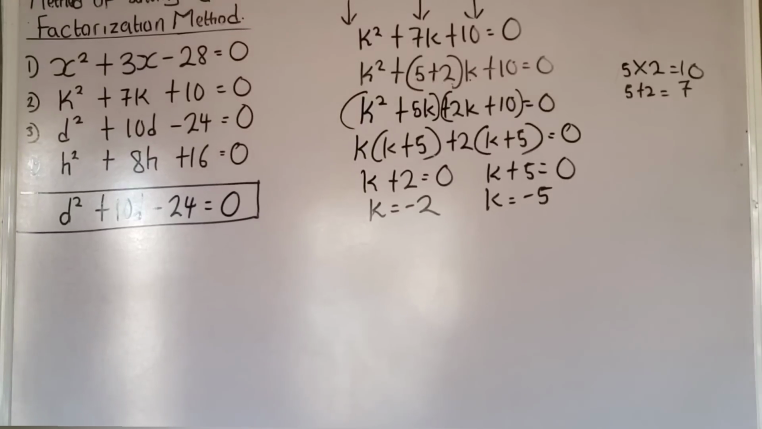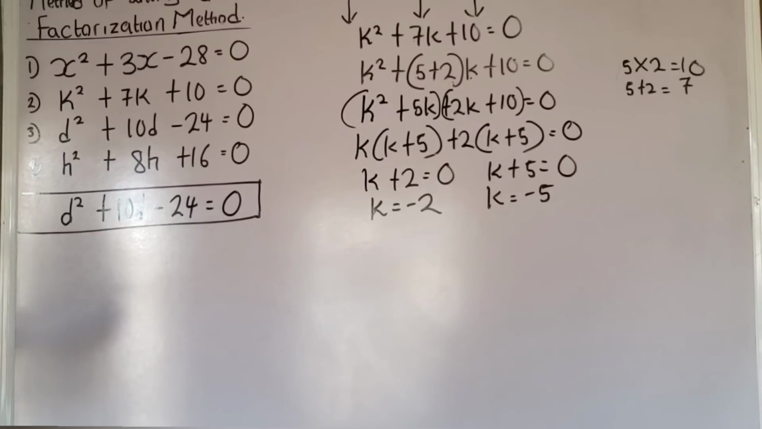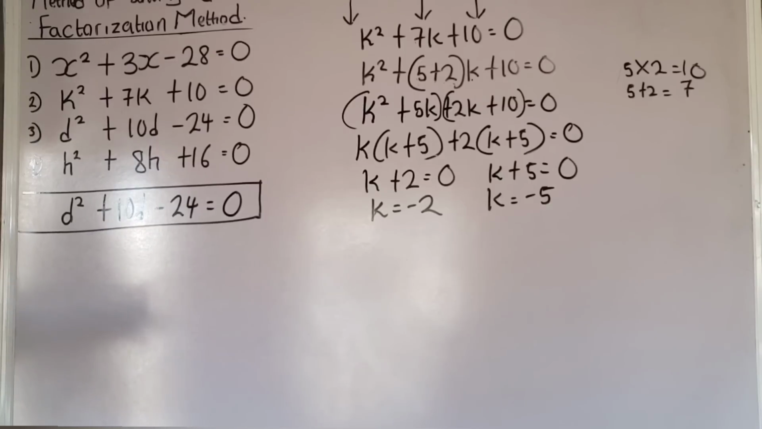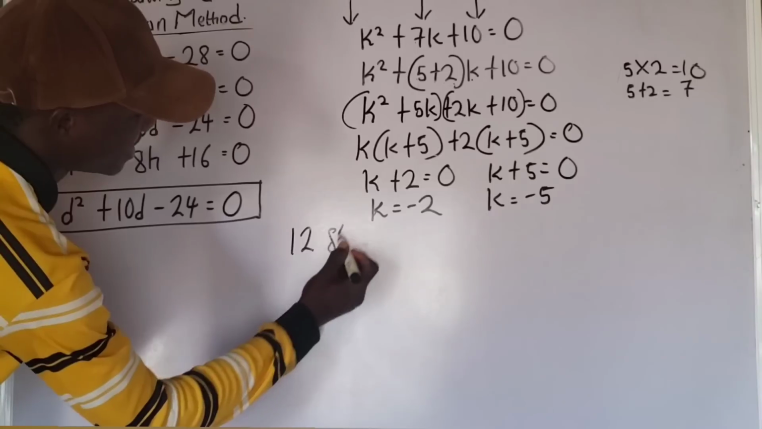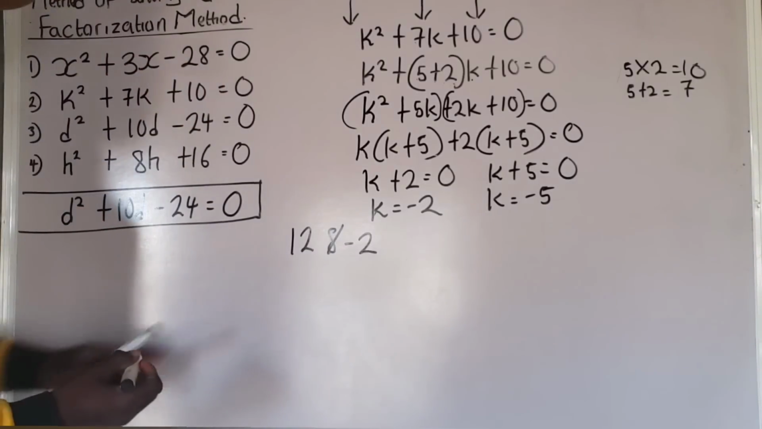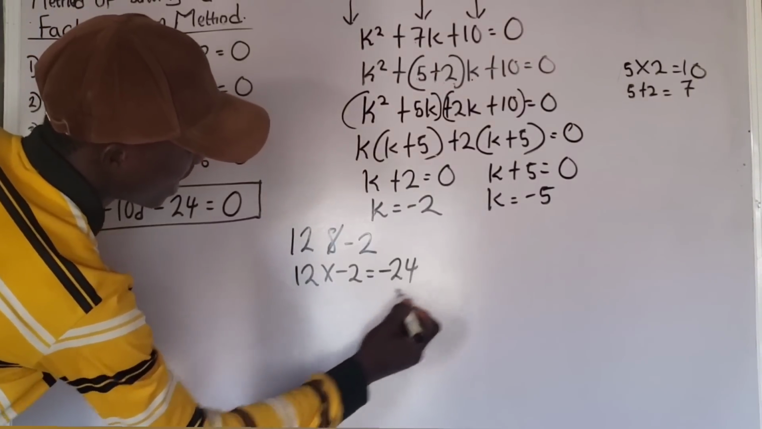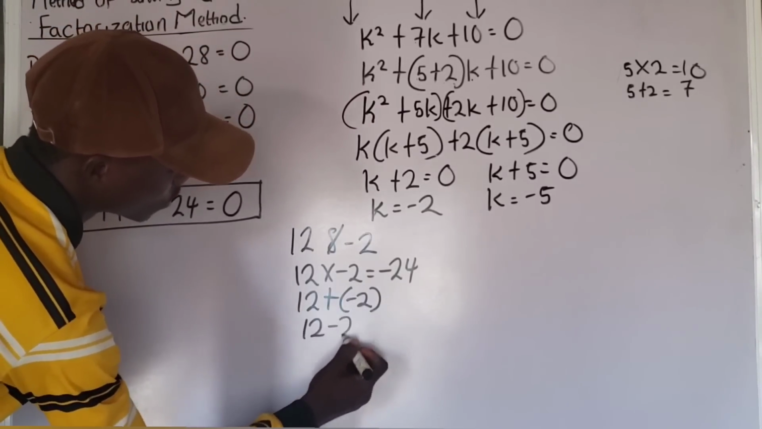So what are the two numbers such that if you take the product of these two numbers, you are going to have negative 24, and if you add these two numbers together, you are going to have positive 10? I'm giving you some seconds to think before I give you the two numbers. The two numbers are 12 and negative 2. Now let us take the product of 12 and negative 2. 12 times negative 2 equals negative 24. And 12 plus negative 2 is 12 minus 2, which equals 10.